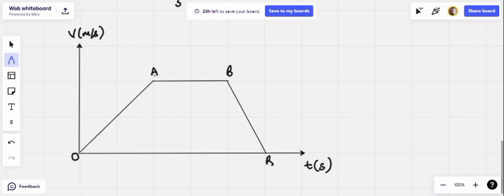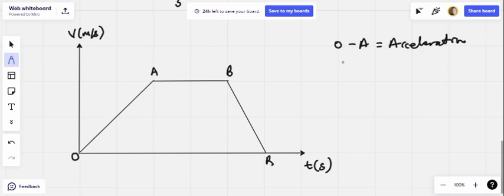Then from point A to point B, that means the body has a constant velocity. That means the velocity from point A to point B is not changing. So from point A to point B means no acceleration or zero acceleration. So let me write here, from 0 to A means acceleration.